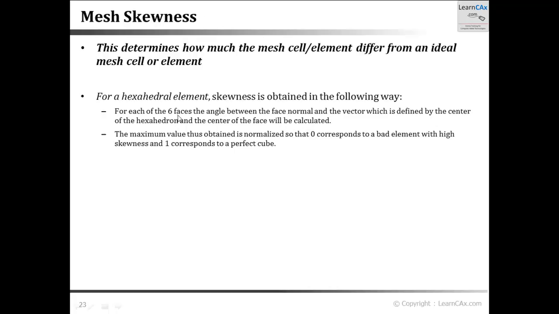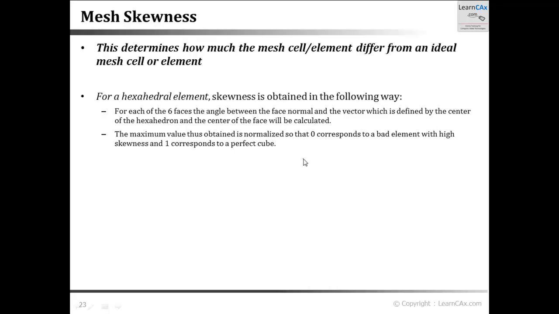First, when we are saying hexahedral elements, skewness is obtained by definition in the following way. For each of the 6 faces, the angle between the face normal and the vector which is defined by the center of the hexahedron and the center of the face will be calculated. After that, each value is normalized by the maximum value, so that 0 corresponds to a bad element and 1 corresponds to a perfect cube.